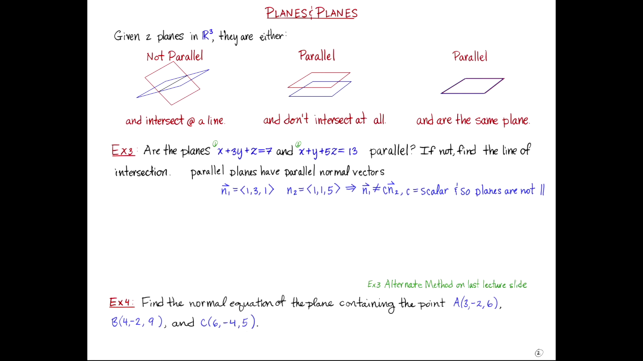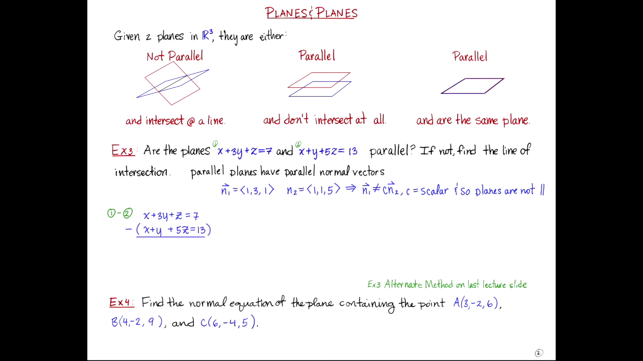To find the line of intersection, we could solve for one variable in one of the planes and substitute it into the other plane, and then solve for the remaining variables. Or I like to eliminate a variable by subtracting one of the equations from the other, or sometimes you'll have to subtract a multiple of one of the equations from the other in order to get one of your variables to cancel out. Equation 1 is x plus 3y plus z equal to 7. And from that, we want to subtract x plus y plus 5z equal to 13.